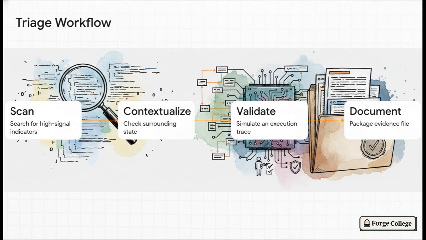Step 1 is scan. You're just running simple pattern searches for high-signal indicators. Step 2, contextualize. Look around, check the surrounding state and the modifiers. Step 3 is validate. You want to simulate a short execution trace, or maybe write a minimal test to actually verify the exploit. And finally, Step 4, document. Package the exact lines of code and your rationale into a tight, undeniable evidence file.